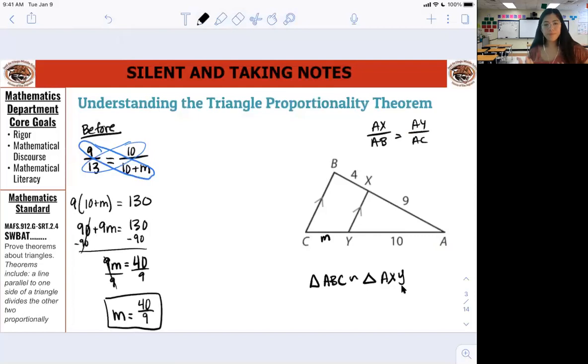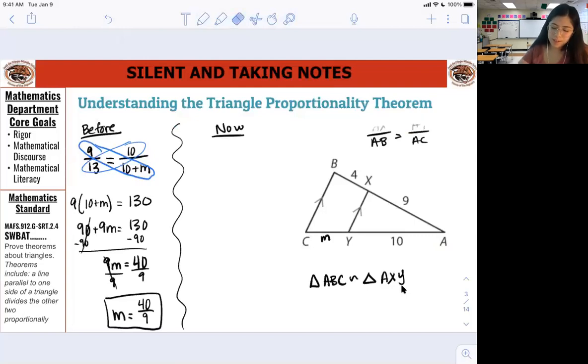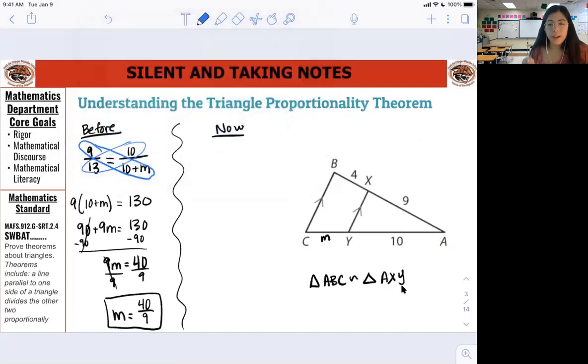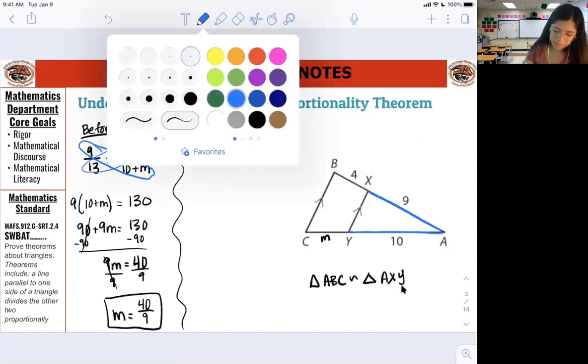Okay. So this is how we usually did it. Now let's use our triangle proportionality theorem instead. So this time, instead of thinking small triangle and big triangle, I'm going to use just the segments. So let me kind of color code this.